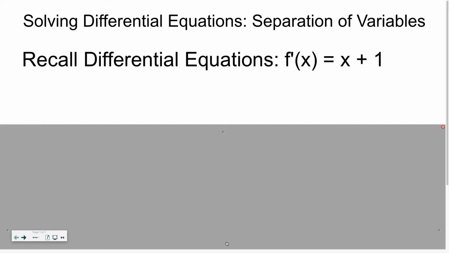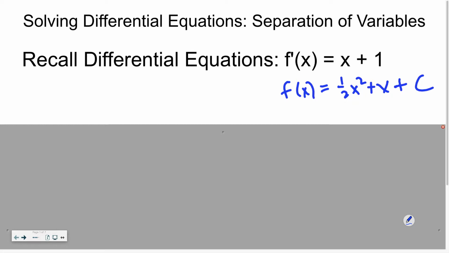Okay, so let's talk about differential equations. If I gave you that the derivative is x plus 1, what would you tell me about f of x? Half x squared plus x. Okay, we can do that, right?